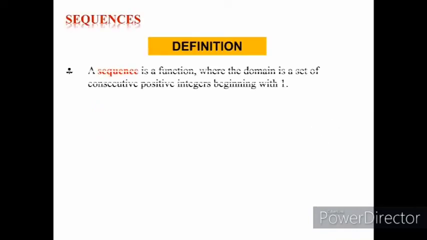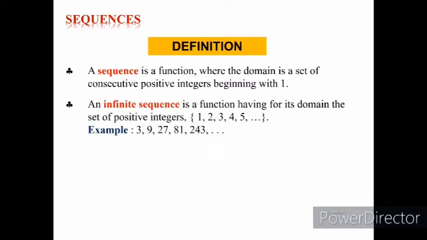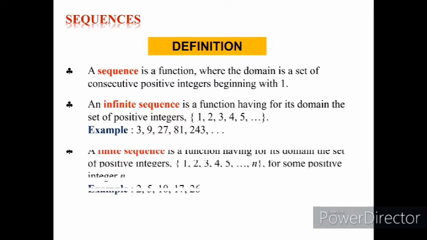Firstly, we will start with sequence. A sequence is a function, where the domain is a set of consecutive positive integers beginning with 1. An infinite sequence is a function having for its domain the set of positive integers, 1, 2, 3, 4, 5, and so on. For example, 3, 9, 27, 81, 243, and so on.